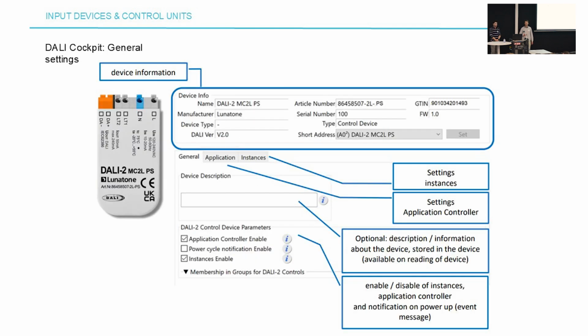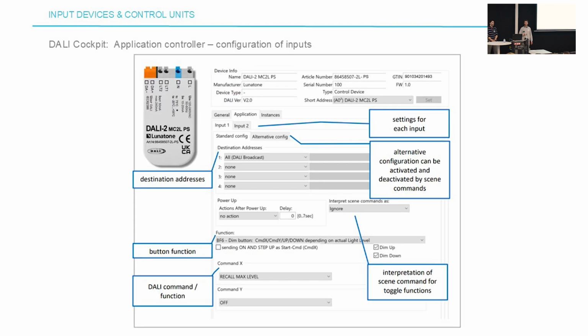Now we will go over a simple installation with the DALI cockpit. As you can see, there are quite a lot of things you can do. First, you can enable the application controller or use the instance mode. Then you can set up each button and their functions. At first we have the addresses, then you can give them the commands they should send out, and at last you can use the button functions.